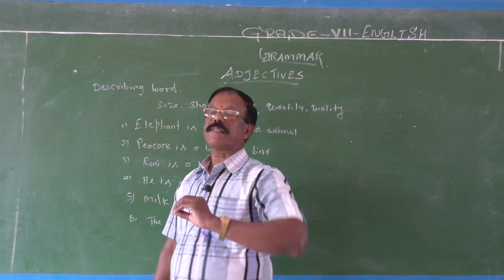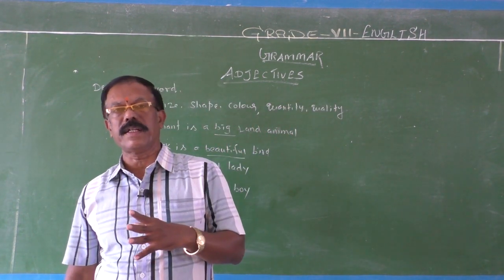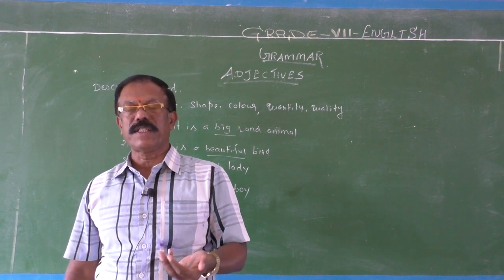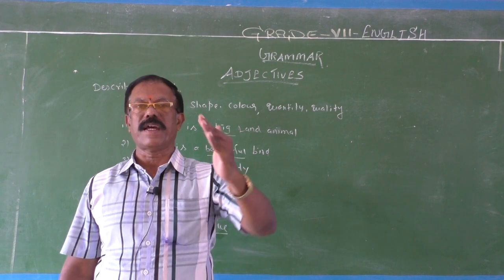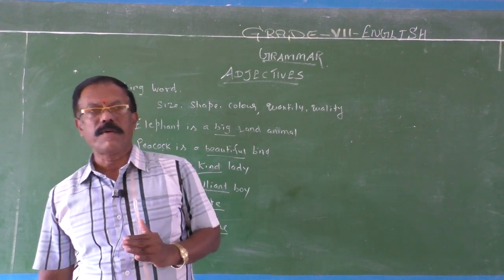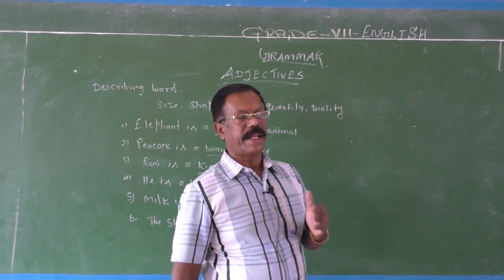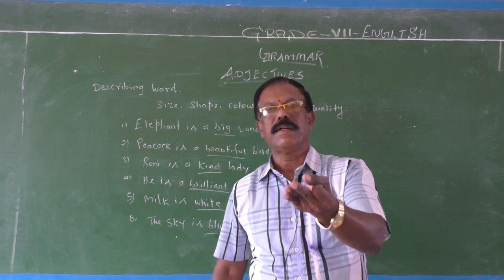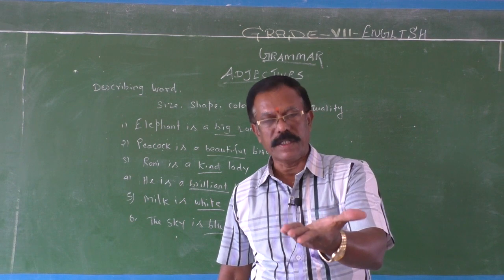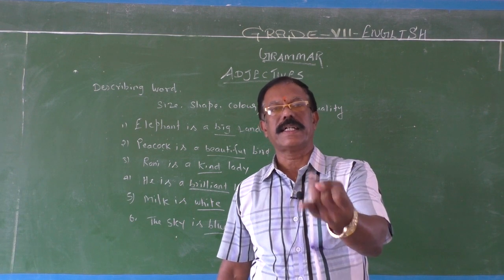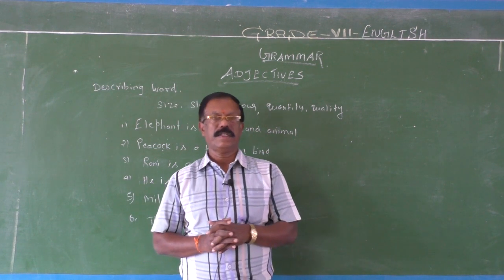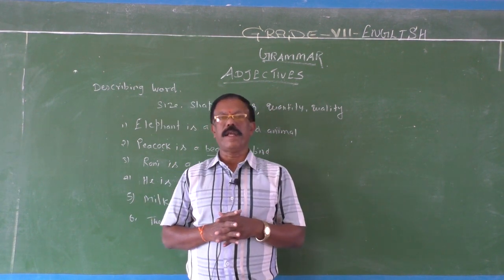It is one of the parts of speech. You know that parts of speech, children. We have 8 parts of speech in English. Based on the function of the words in a sentence, they are classified as parts of speech. There are 8 in number: noun, pronoun, adjective, verb, adverb, preposition, conjunction and interjection. These 8 are called parts of speech. This adjective is one among them.